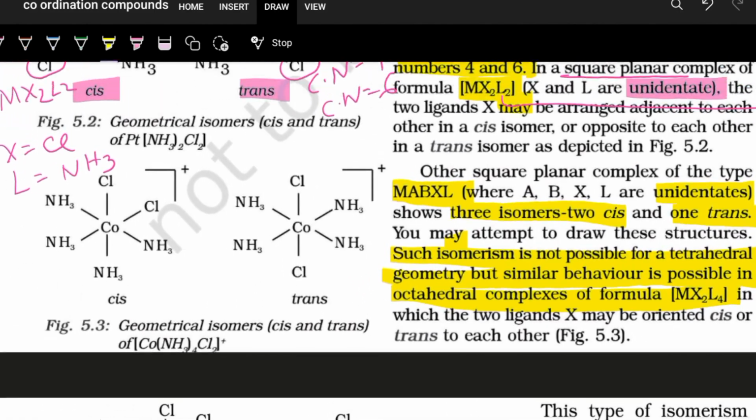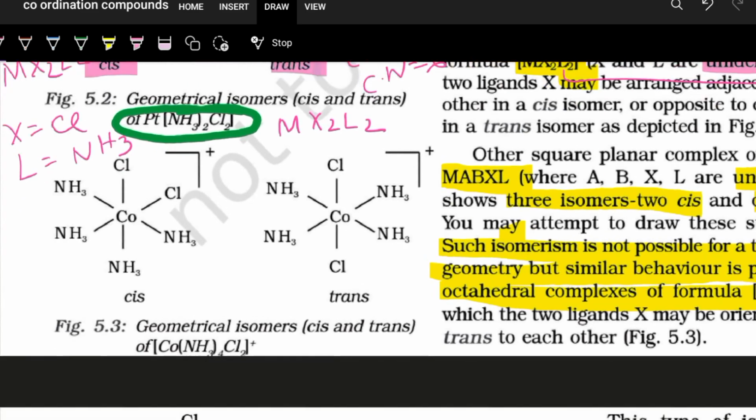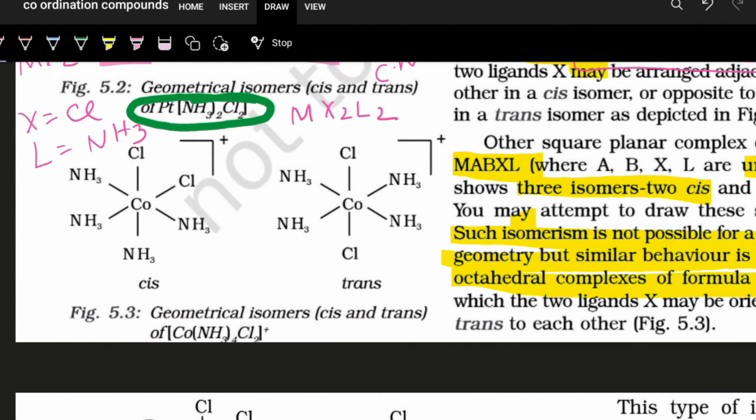See, geometrical isomers here of Pt(NH3)2Cl2. Which type is this? This one is of MX2L2 type. Now here, if I say that this is a cis and this is a trans, it is of which type?